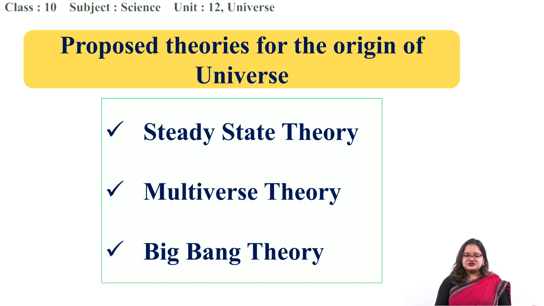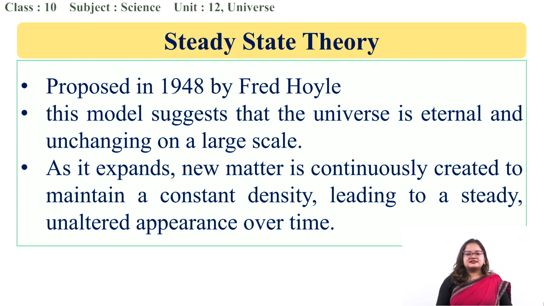Among these three proposed theories, there are lots of other theories as well. We will not discuss every theory. We will just look into these. And among these, the Big Bang theory is the most acceptable one. We will look at the reasons as well, why it is acceptable. Okay, first let's start with the steady state theory. It was proposed in 1948, and it suggested something quite unusual. It said that the universe is eternal and it does not change on a large scale.